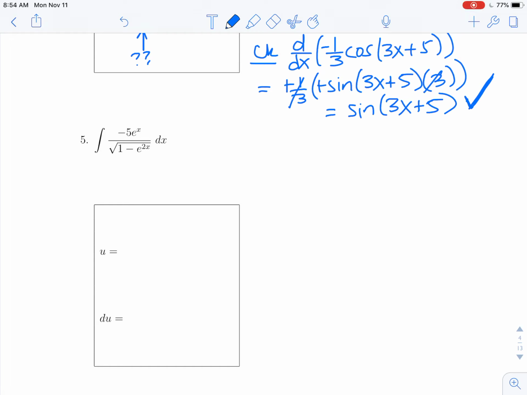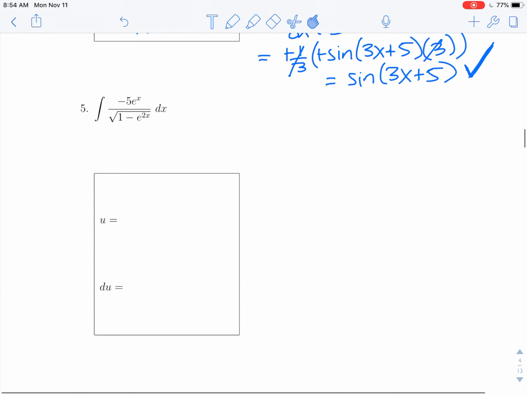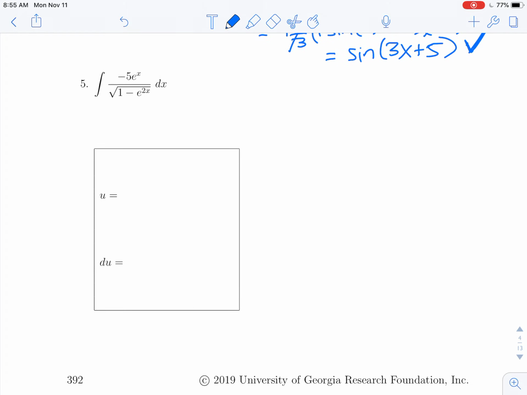Guided exercise number 5 says indefinite integral of negative 5 e to the x all over square root of 1 minus e to the 2x dx. All right, so if you're looking for an inside function in a composition, it looks like maybe a good choice for an inside function would be 1 minus e to the 2x. Okay, so let's try that and see what happens.